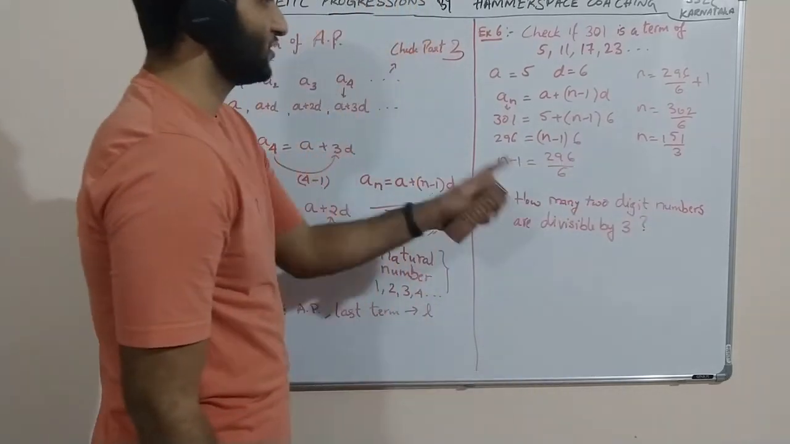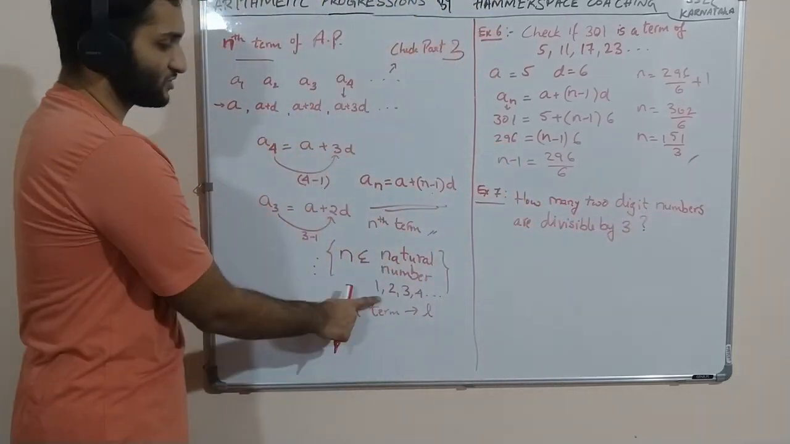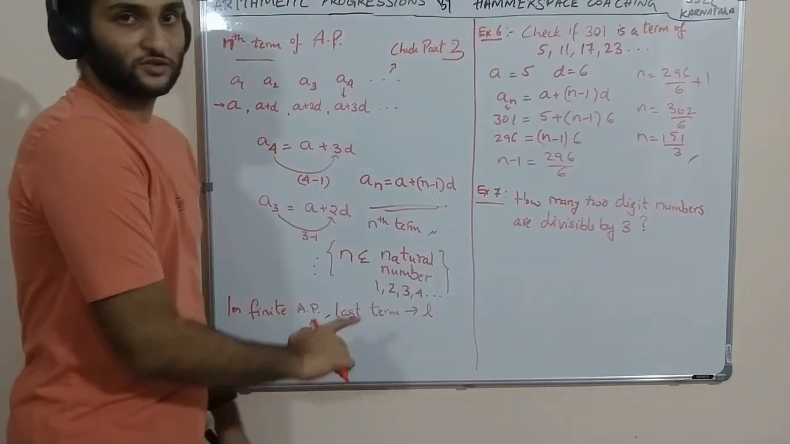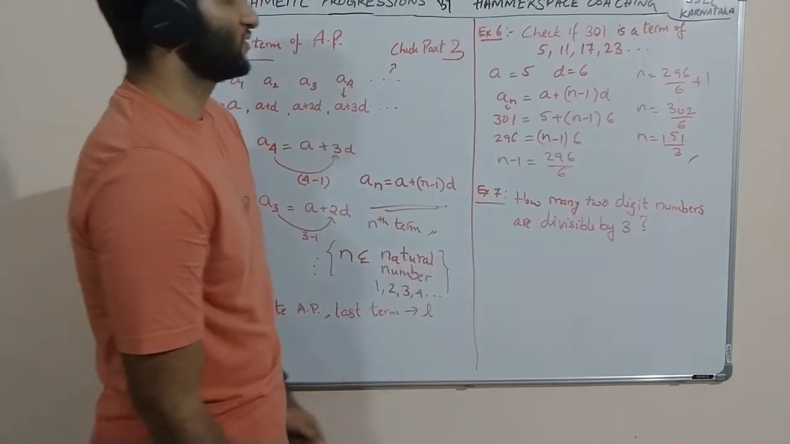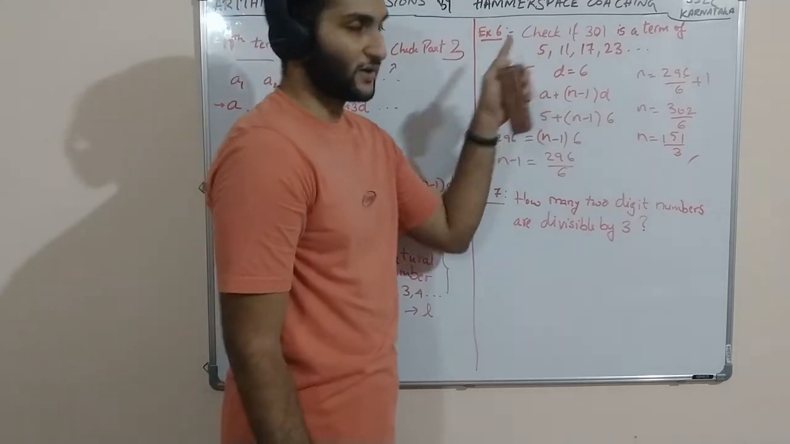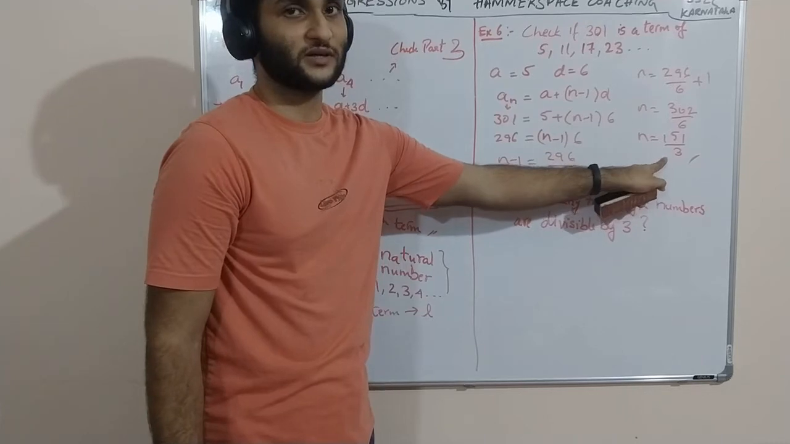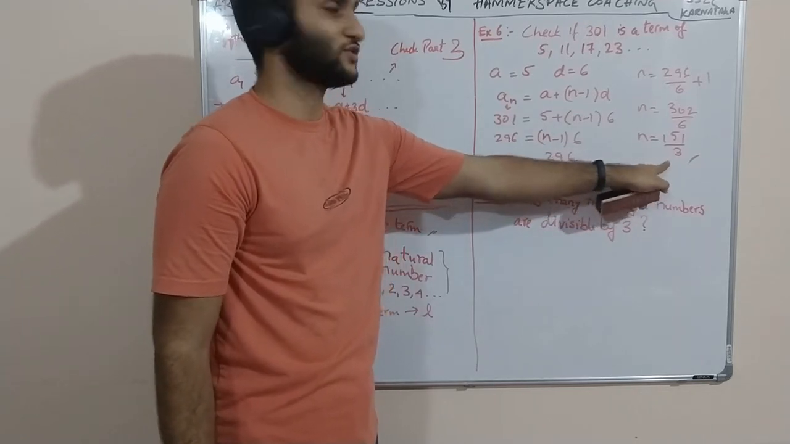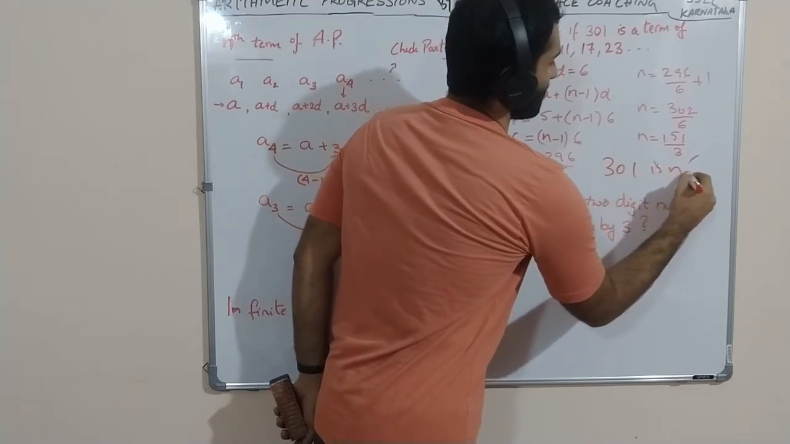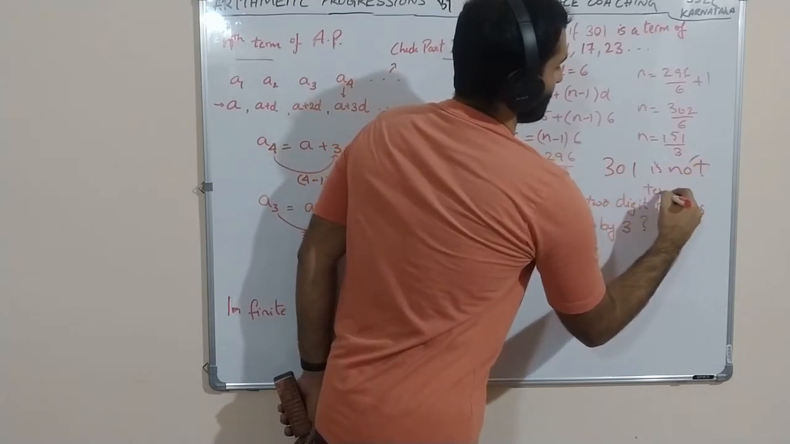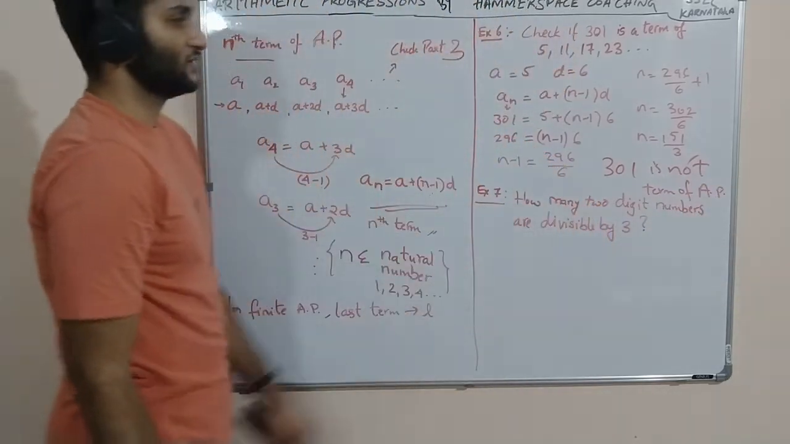Because you cannot reduce this further, n is a fraction, but n is supposed to be 1, 2, 3 or 4, a natural number, but we are getting n equals 151 by 3. If 301 was a term of the AP, you would have got n as a natural number, but you are not getting n as a natural number. So 301 is not a term of the AP. Now let's go to the next one.